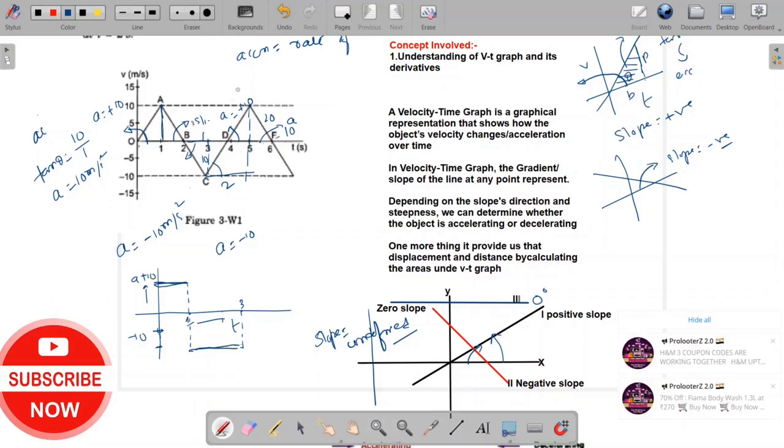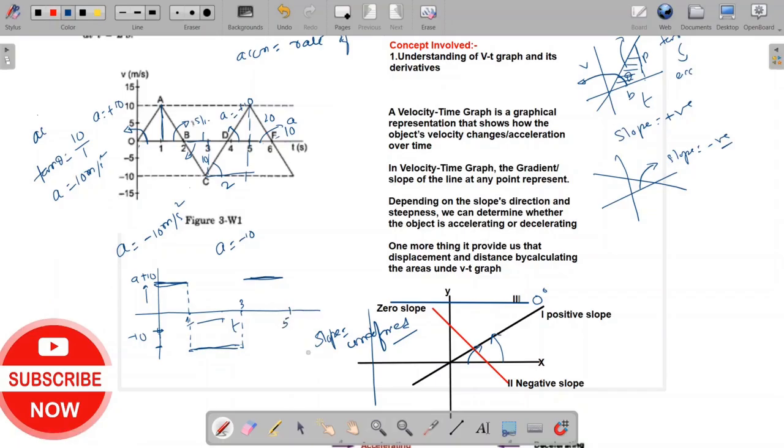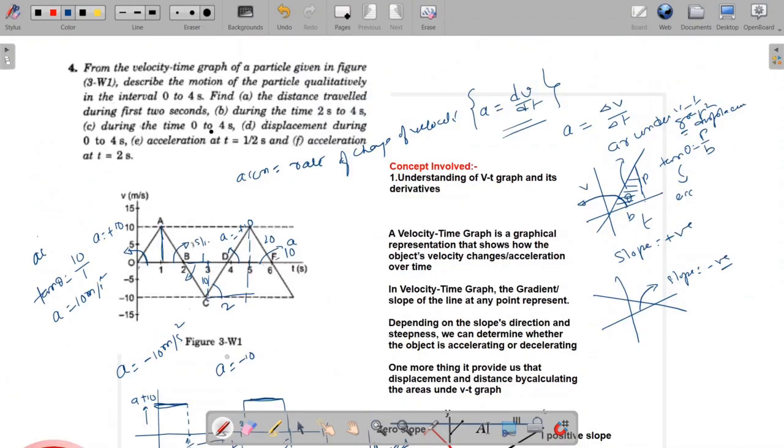And then from 3 to 5, it's all positive. So up to 5, again 10. And then 5 to 6, it's again negative. So this will be the acceleration versus time graph. If I'm converting this VT graph into an AT graph, then this will be the case. Now what is the question? The question over here is that we have to first describe the motion qualitatively in the time interval 0 to 4.